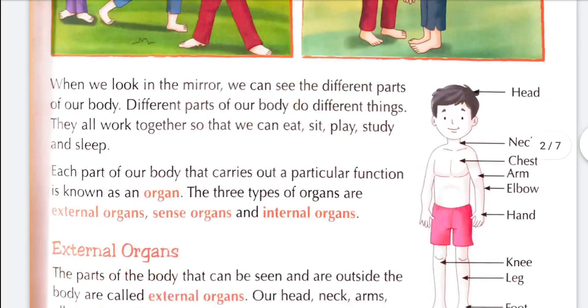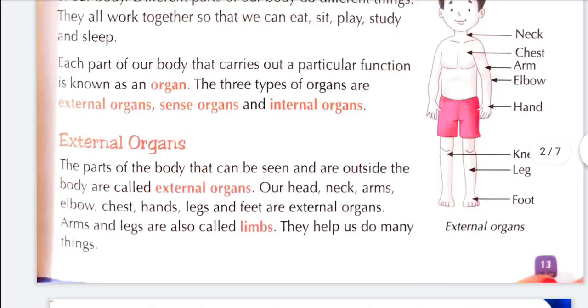That is external organs. The parts of the body that can be seen and are outside the body are called external organs. Our head, neck, arms, elbow, chest, hands, legs and feet are external organs. Arms and legs are also called limbs. They help us do many things.